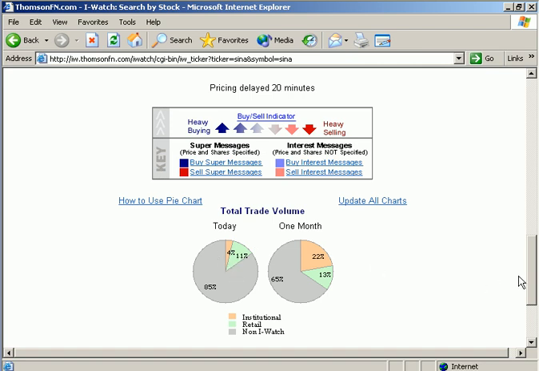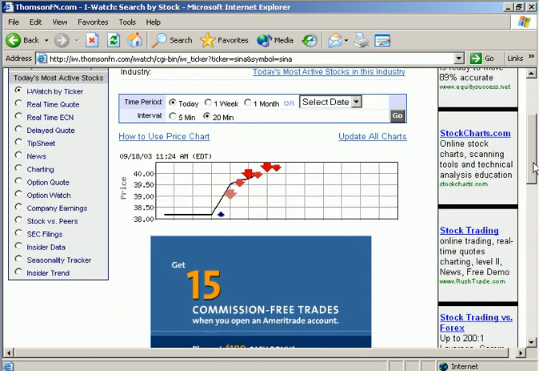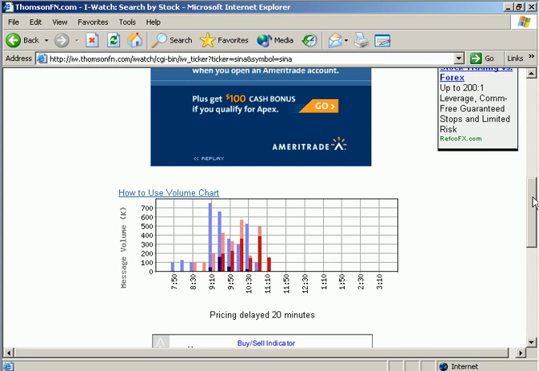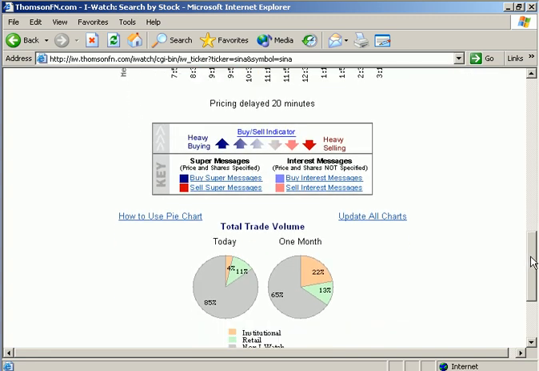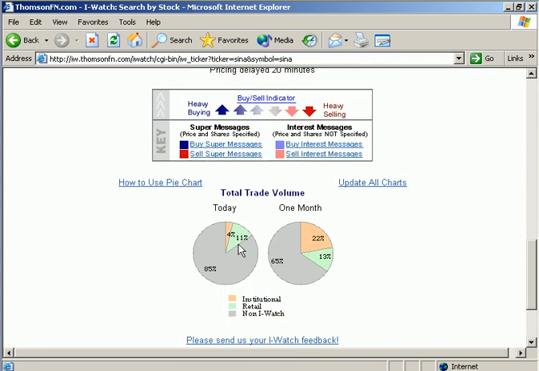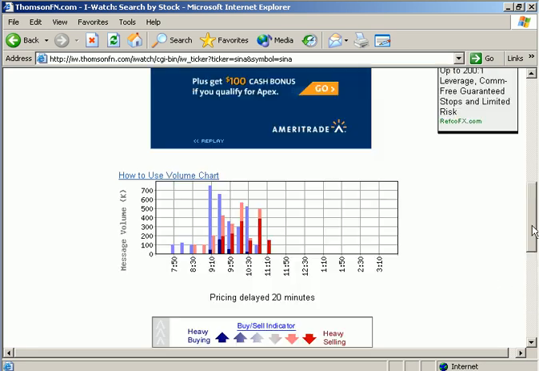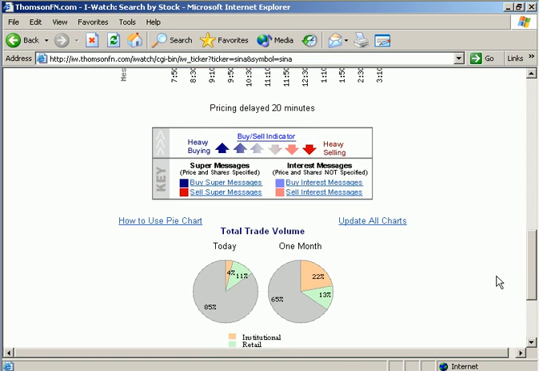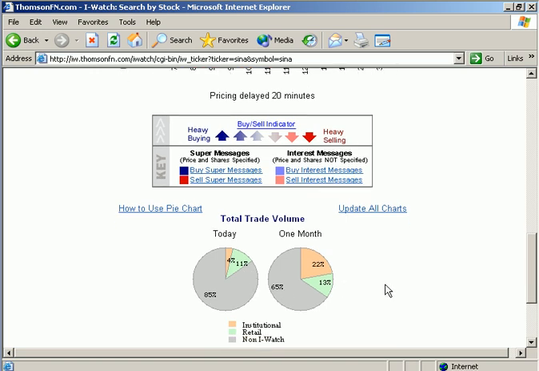We want to recap what we just did. First, look at the price chart to see whether heavy selling or heavy buying is dominating. Then you're going to scroll down to your pie chart to see who's doing the heavy selling or the heavy buying. So we see heavy selling on the price chart, and we see the individuals are doing the heavy selling. So definitely, like I said before, we want to do the opposite of what the individual investor does, and we want to do the same as the big boys.